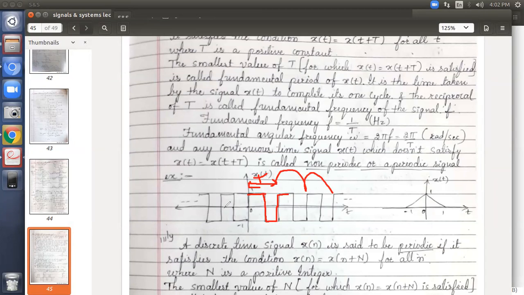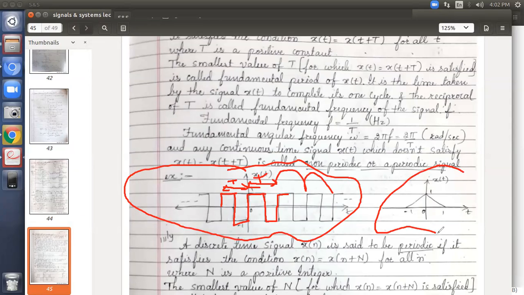Here also on the left side you can see there is a pulse, positive, negative. After that the signal is repeating. So this is the time period capital T. So the first figure shows an example of a periodic signal.